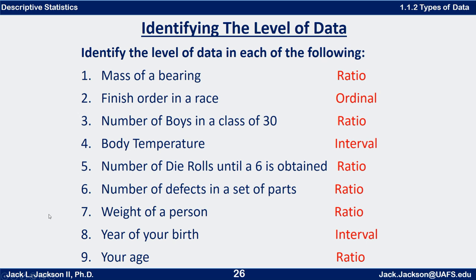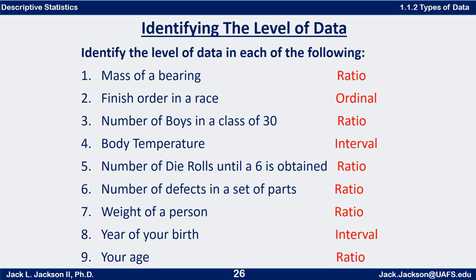All right, the mass of a bearing is the highest level. It's ratio. There's a natural zero. Not only do we have something we're actually measuring that has a number to it, it has an order to it. It has a natural zero. We can abstract, multiply, and divide those things. It makes sense. Everything makes sense there.